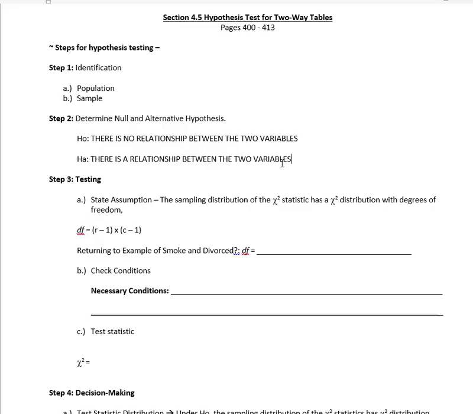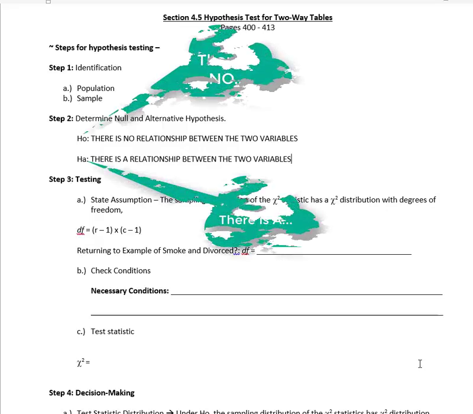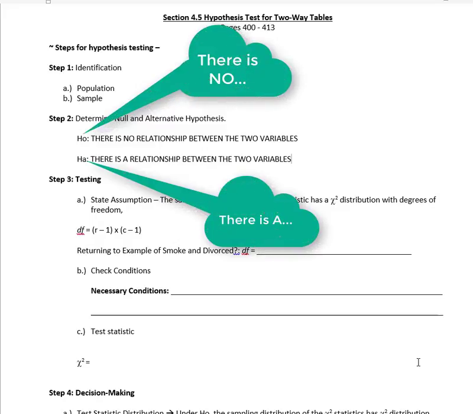Now you would be specific as to what the variables are, and it's an easy way to remember which is the null and which is the alternative. So the null, H sub O, there is no, and H sub A, there is a relationship. So that's how you can remember which is the null and which would be the alternative.